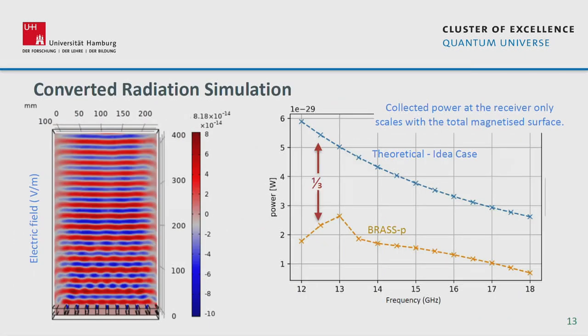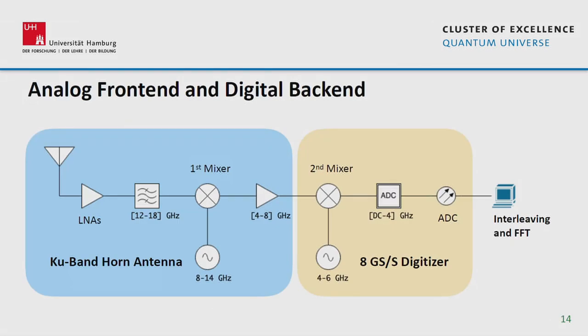So, you ask a question: we have the gap, right? The radiation from a single gap would be a cylindrical wave. But if we have multiple gaps, it can become a plane wave. Yes, we had a plane wave. We did a simulation, and we had a really nice plane wave coherently going away from the panel. Of course, the total power is only about one third of the theoretical ideal case, because the total power scales with the total magnetized surface, right?